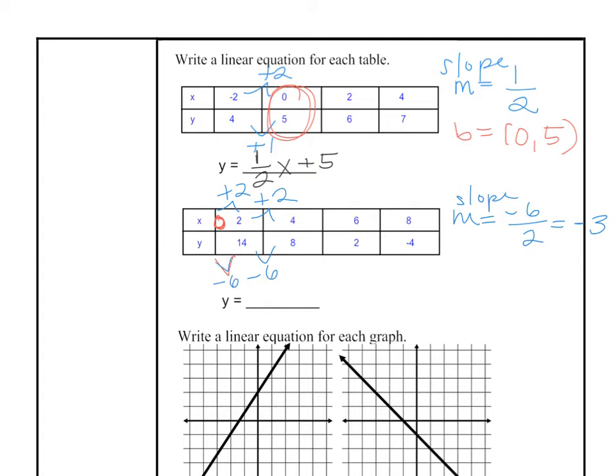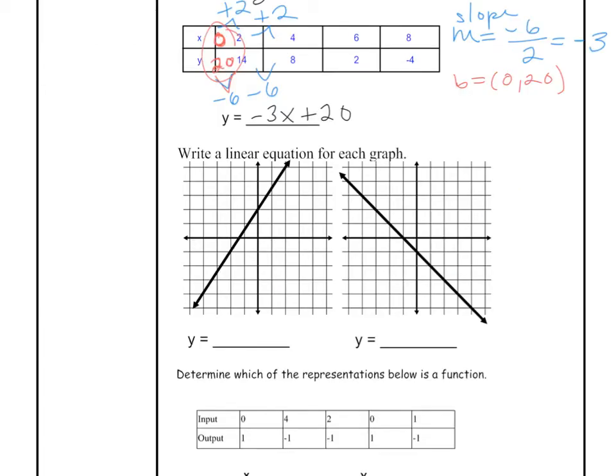So then I have to think to myself, what number, when I subtract 6, do I get 14? Well, that would be 20, because 20 minus 6 is 14. So this is my y-intercept. So I'll write my equation now. The slope goes in front of the x, -3x, and the y-intercept is by itself, +20.